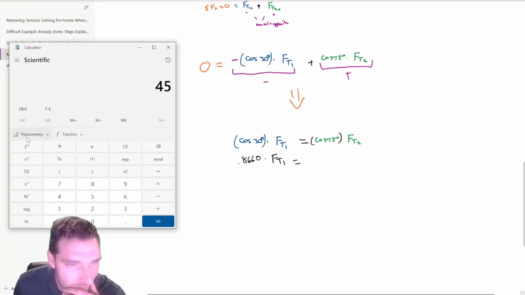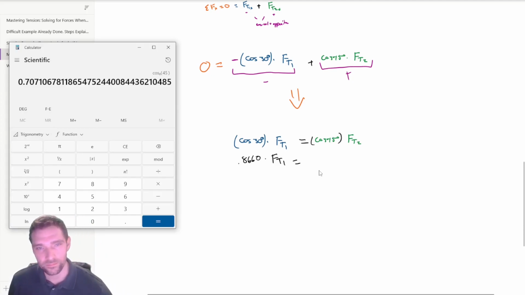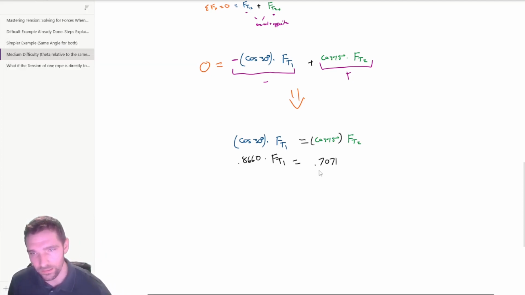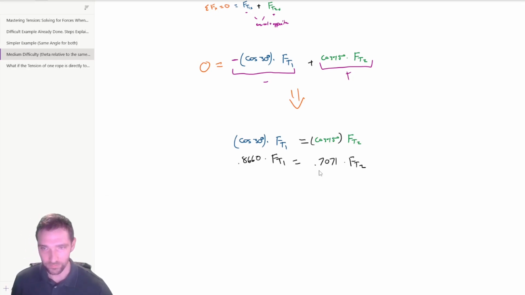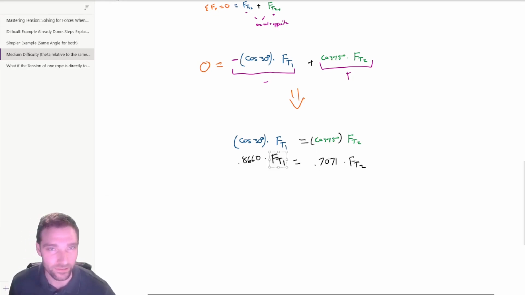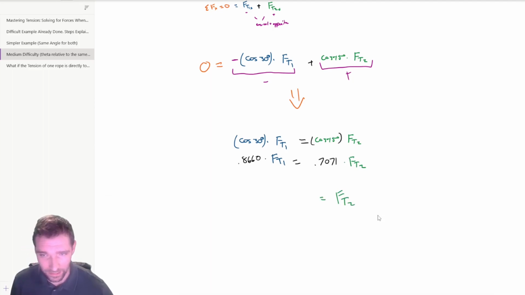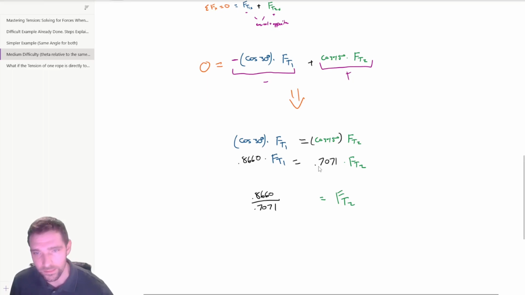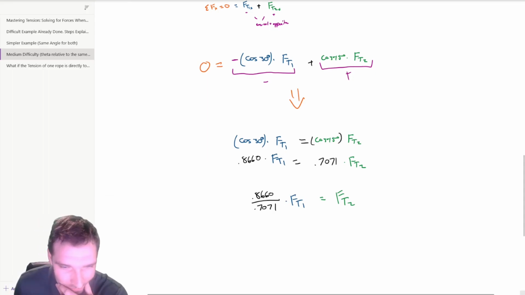So what is that? 0.7071 times ft2. Now it's like, okay, let's figure out how much these are relative to each other. I'm trying to isolate for one of them. If I wanted ft2 by itself, I'm going to divide both sides by 0.7071. That is going to end up simplifying down, but I can just do a little guesstimation here, and that will be times the ft1. Looking at that, it looks like that ratio is slightly bigger than 1.